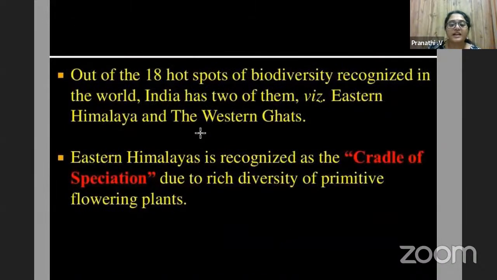We have around 18 hotspots of biodiversity in the world, and we have two of them, which are the Eastern Himalayas and the Western Ghats. Right from the Aravalli Hills to the Nilgiri Hills to Kerala, all of it comes under the Western Ghats. Eastern Himalayas is beautiful. You have Uttarakhand, right from the Nepal region onwards. It's beautiful over there, especially for the plants.